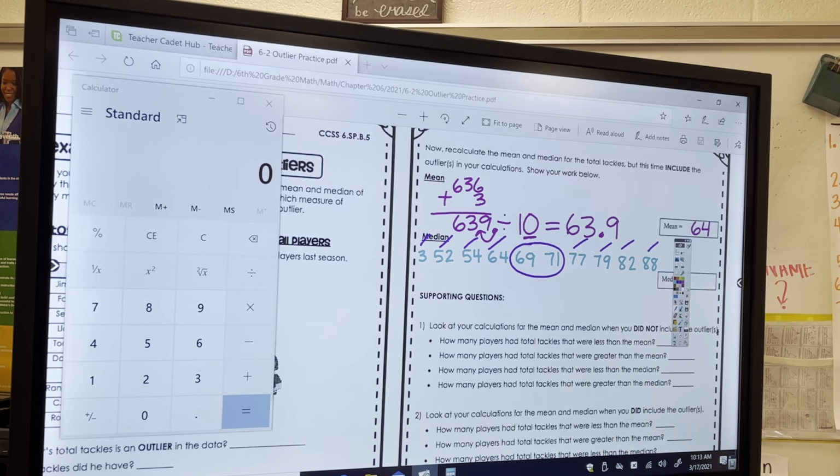Well, let's be logical here, okay? What's halfway between 69 and 71? 70. So what's our median now? 70.